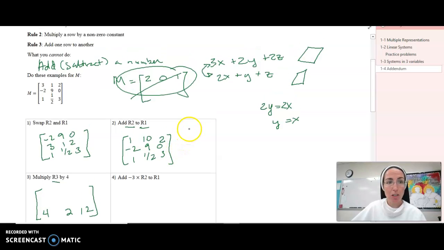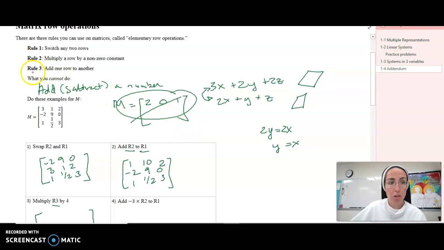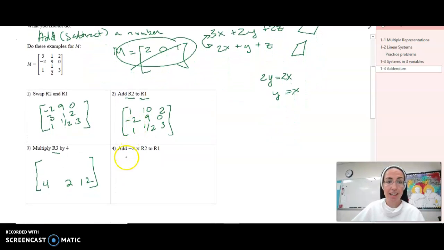Okay, then I'm going to combine two rules. Rule 2 and rule 3 together mean that I can multiply a row and then add it to another one. So let's add -3 times row 2 to row 1. Now I'm going to draw it in a different color just so we can keep track of everything. -3 times row 2 gives me 6. -3 times 9 is -27. -3 times 0 is 0. So that's what I'm going to add to row 1.